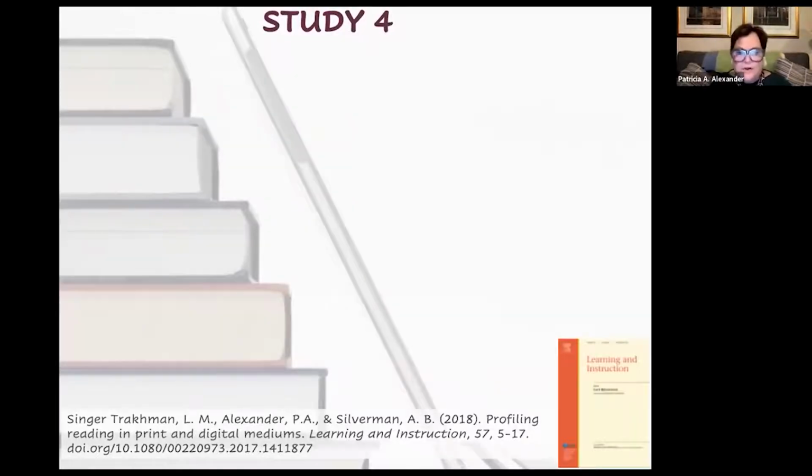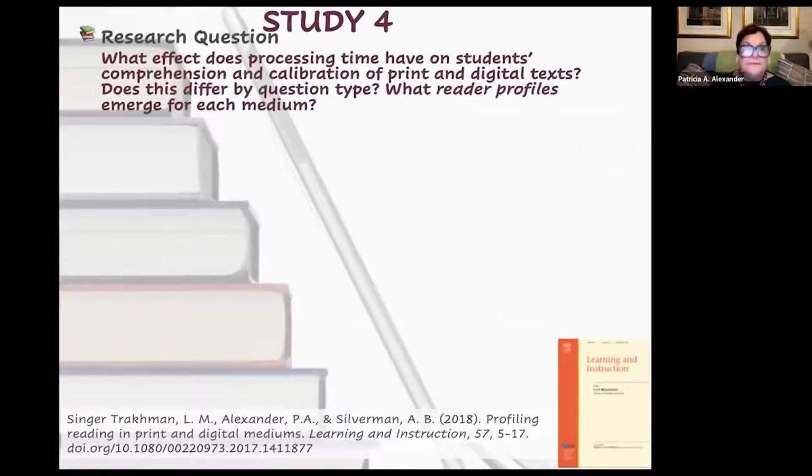All right, then we go to the next study. Now this one is unique because what we chose to do in this particular study is not just look at what we call variable centered, that is, does time matter? Does length matter? We wanted to look and see what kind of profiles of readers emerged. This is called a person-centered analysis. It gives us a chance to look at the characteristics of students who fall in certain sorts of clusters.